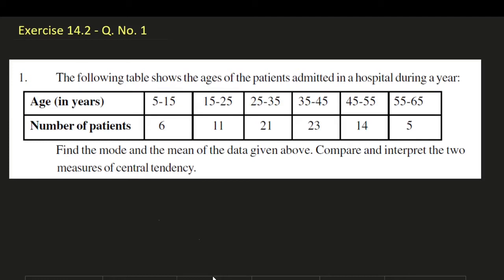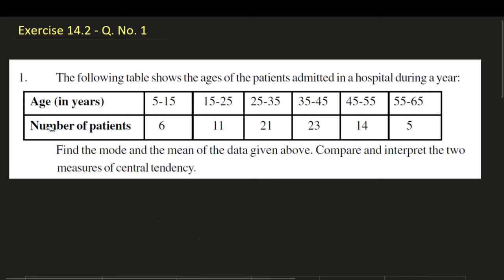In this video, let us see question number 1 of exercise 14.2. The question is, the following table shows the ages of the patients admitted in a hospital during a year. Age in years is given as class intervals. Number of patients is the frequency. Find the mode and the mean of the data given above. Compare and interpret the two measures of central tendency.